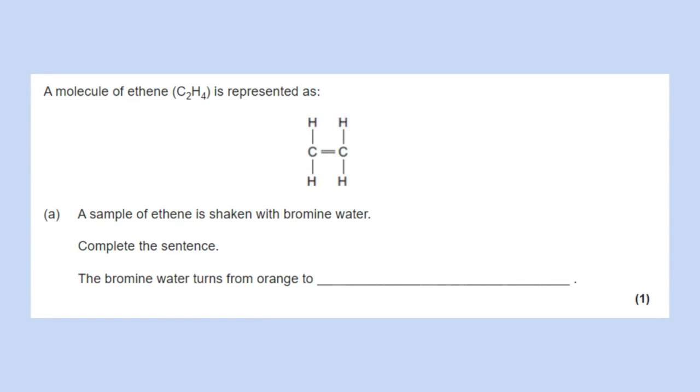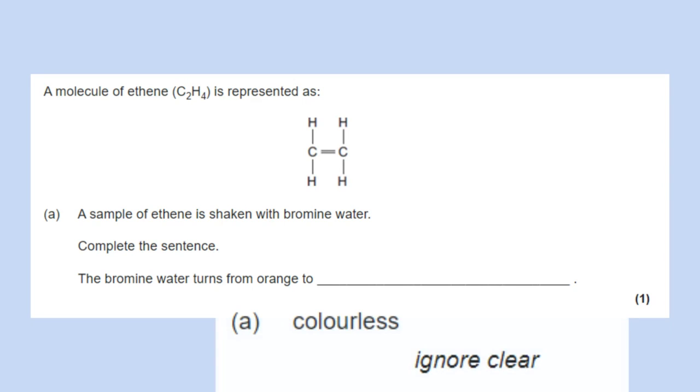You might get an exam question like this, talking about the test of an alkene with bromine water. It's saying it turns from orange to, and you just need to pop that colourless in there. Notice on the mark scheme it does say ignore clear. You cannot put clear or white because it is neither. Okay, don't use the word transparent either.